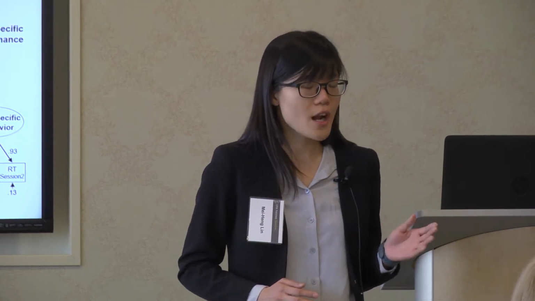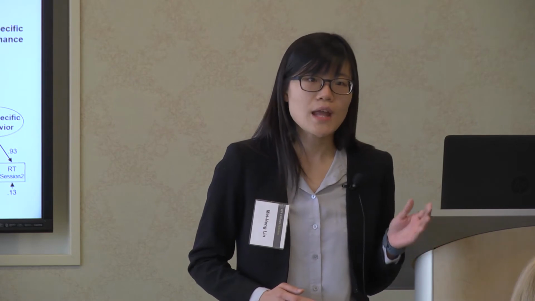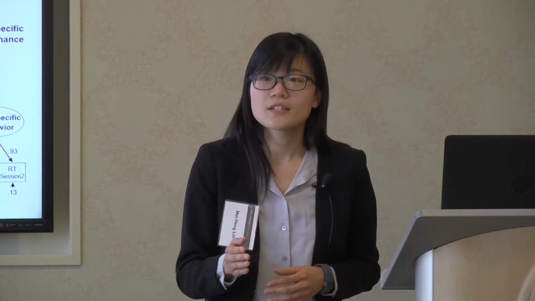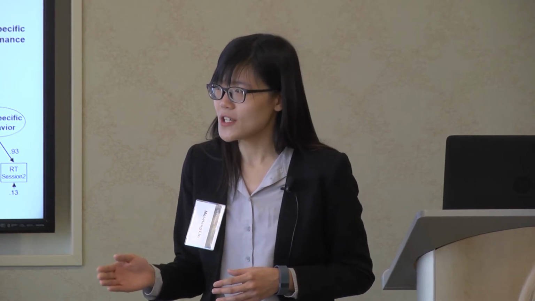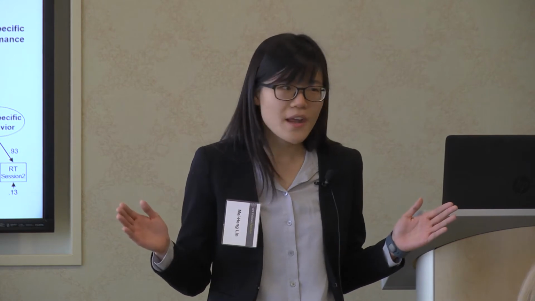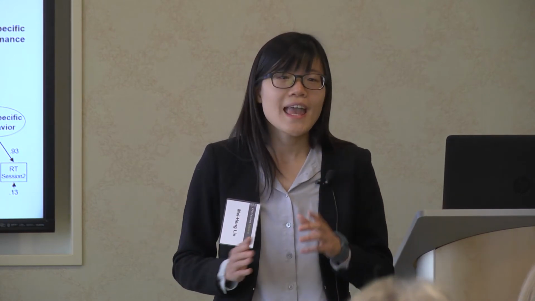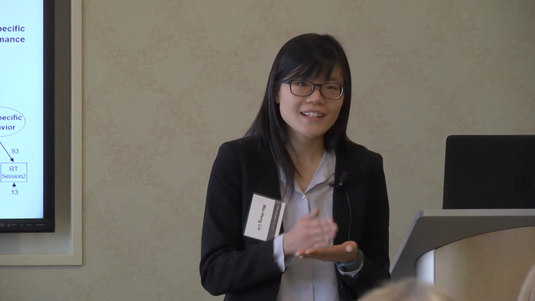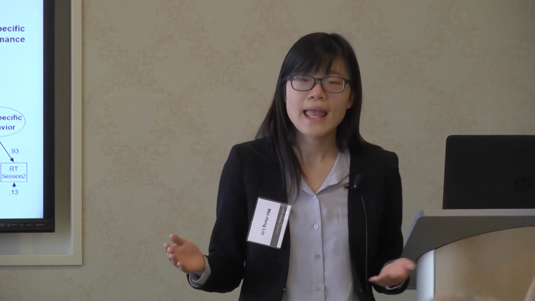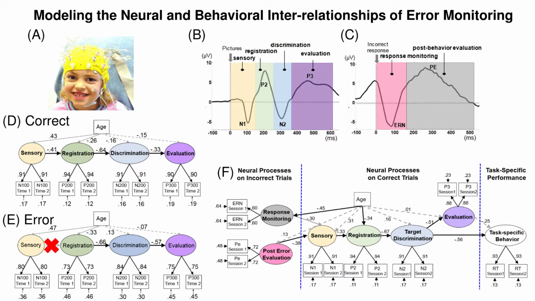Your brain starts with sensory recognition and registration, and then your brain discriminates the pictures so that you can make a correct decision and know which button to press. This all happens very quickly, within a second, and these steps are well connected as a chain. One significantly predicts the next one, as shown in figure D.